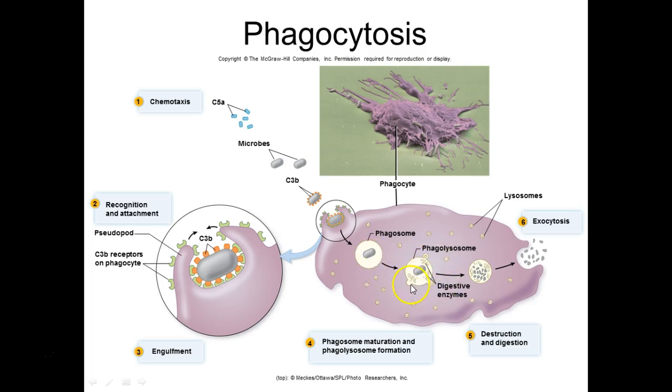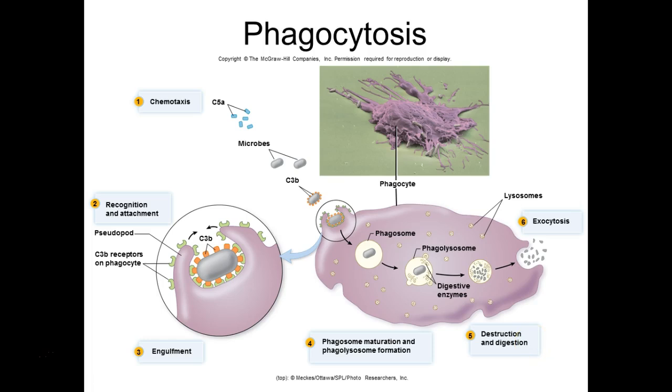Then we're going to fuse the lysosomes with it. Lysosomes, remember, are vesicles, membrane-bound, that contain digestive enzymes. So they'll fuse with the phagosome, and we just fuse the name too, right? It's called a phagolysosome now. And we're dumping those digestive enzymes onto this bacteria. Then we're going to digest it, right, with those digestive enzymes, and then they're going to spit it out, basically, by exocytosis.